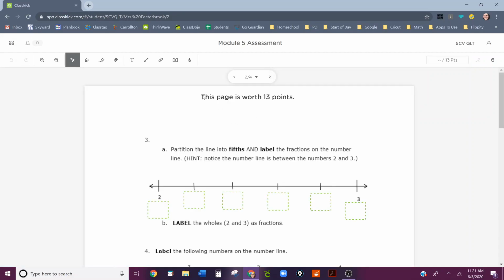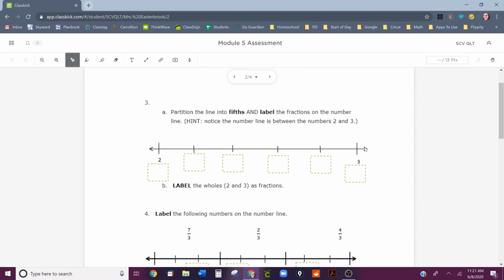Number 3. Now, this page says it is worth 13 points, and if you'll notice up here, it says 13 points. So that means every point you earn on this page is something that's going to be filled in one of the green boxes. 3A, partition the line into fifths, which I did for you. I broke it into fifths. And label the fractions on the number line.